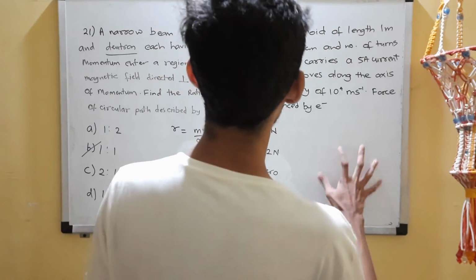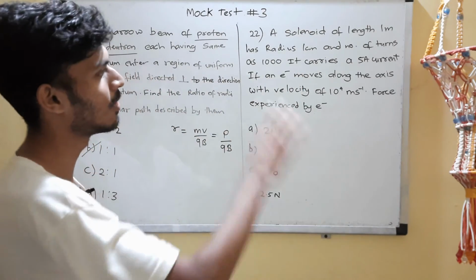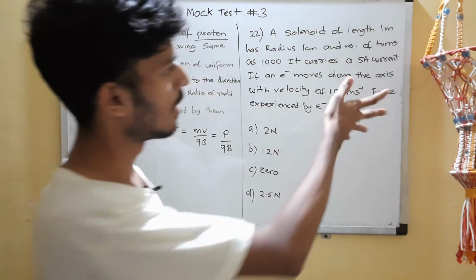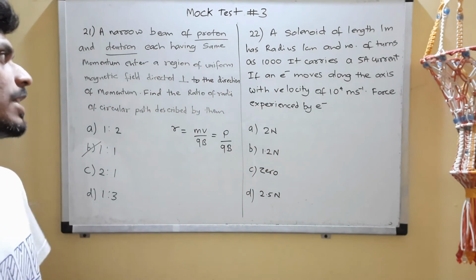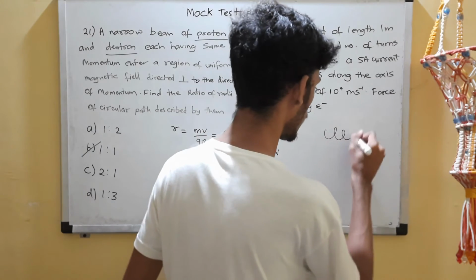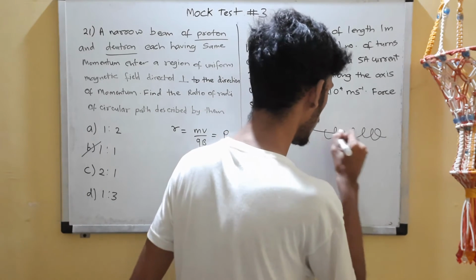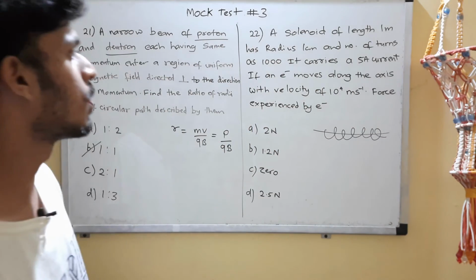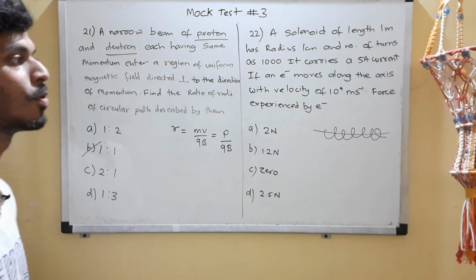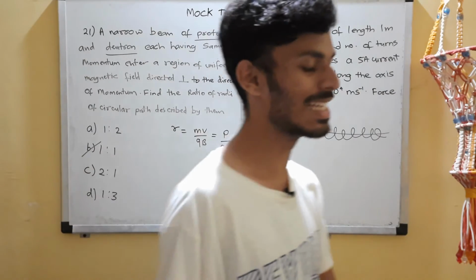Okay, so now let's come to this one, a solenoid of length. Basically you are given the description of a solenoid: its length, radius, number of turns, and the current it is carrying. Now an electron is moving along the axis of this solenoid, and the velocity of the electron is also given. You are supposed to tell the force experienced by this electron.